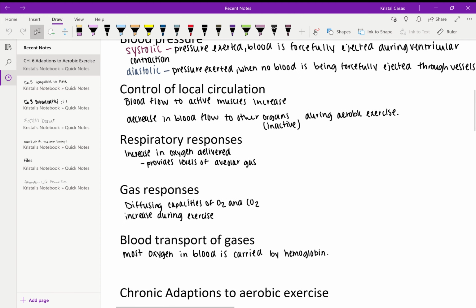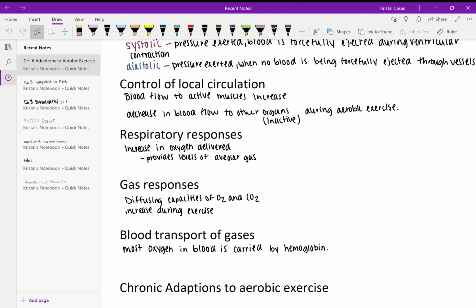Blood flow. Blood flow goes to the active muscles, and that increases during exercise, and then there's a decrease in blood flow to organs that are not really used during exercise.